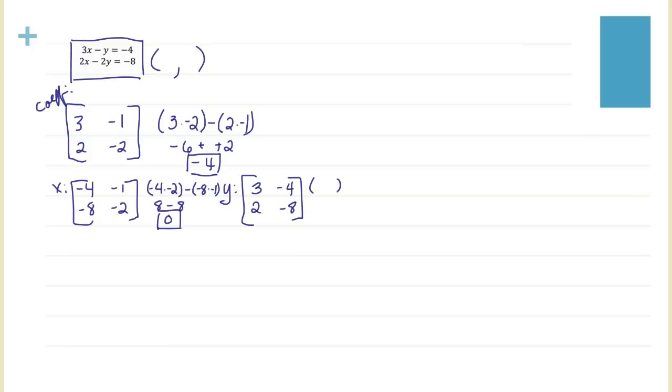Going this way, we're going to have 3 times negative 8 minus 2 times negative 4. This time negative 24 minus negative 8 plus negative 16. So where do those guys go? I'm boxing them, but they're not really our answers, because for our answers, we're going to use them up here. And to find our x and our y, we're going to use both those numbers.